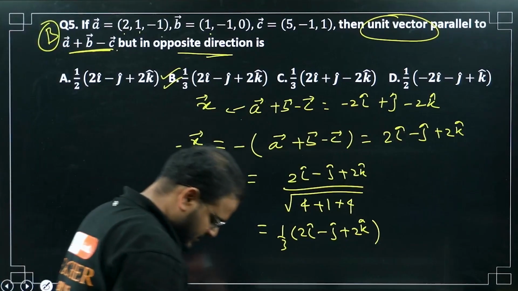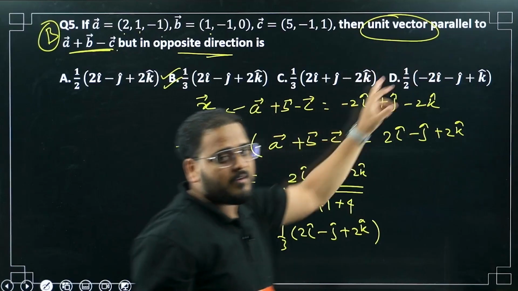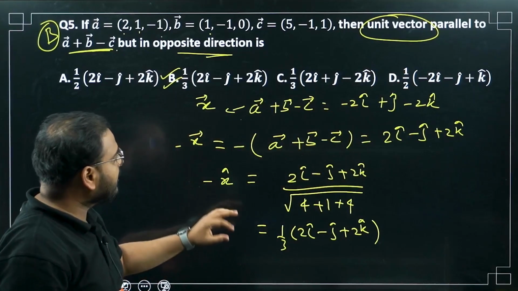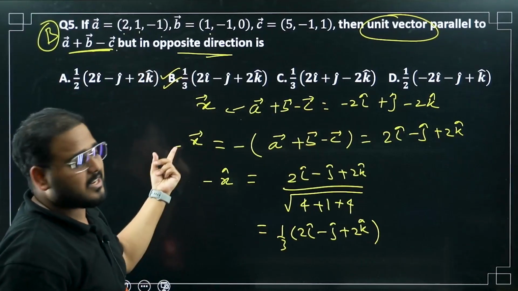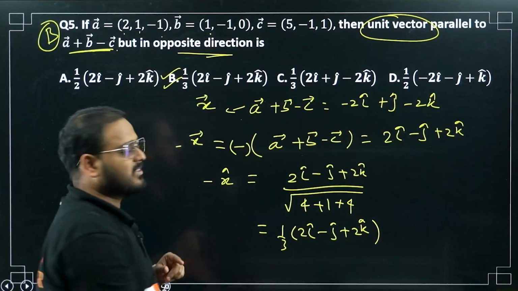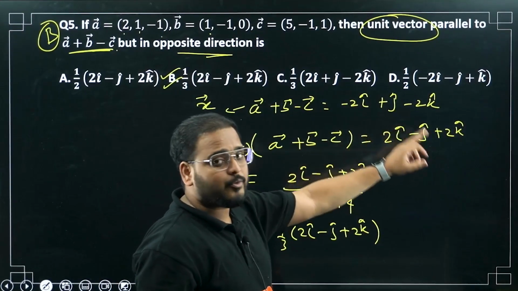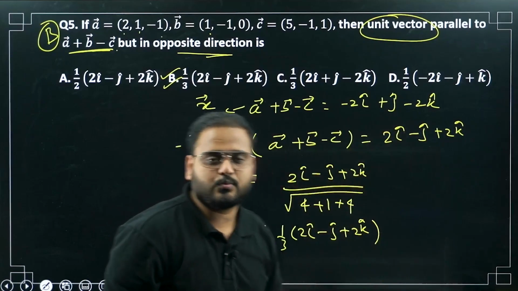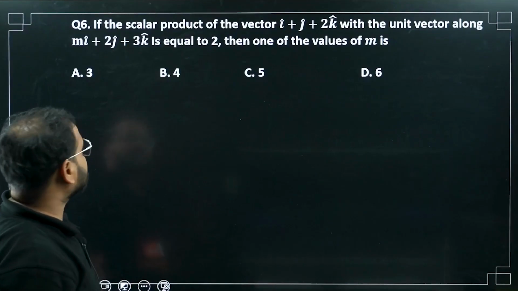Have a look, it's a simple question. I'll break it down for you. They were looking for a unit vector, that's why I wrote x cap. Parallel, that's why I've taken this vector directly. But opposite direction, that's why the negative sign here. Can you see the negative sign here? We have changed the sign: minus 2i to plus 2i, j to minus j, and minus 2k to plus 2k. Okay, great. Yes, moving on to question number 6, sir.